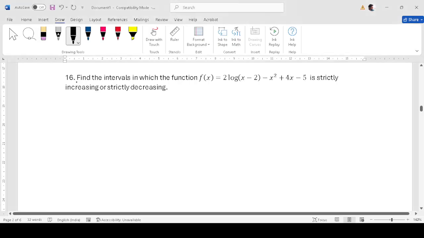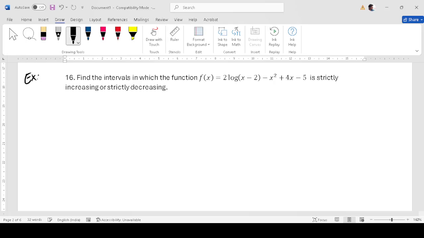Hello everyone. So we've finally reached the last question in exercise 6.4. That's question number 16. The function here is 2 log of (x minus 2) minus x square plus 4x minus 5. So f dash of x first of all would be 2 into the differentiation of log of (x minus 2), which would be 1 upon (x minus 2), minus 2x plus 4.